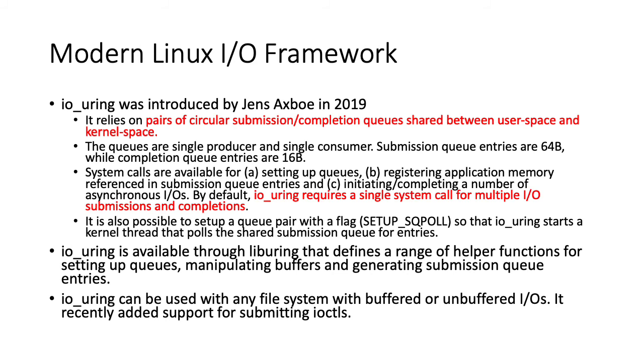What's key here is that by default, io_uring requires a single system call for multiple IO submissions and completions. It's also possible to set up a queue pair with a given flag so that io_uring starts a kernel thread that polls the shared submission queue for entries. And that's basically trading increased CPU utilization for lower IO latency.